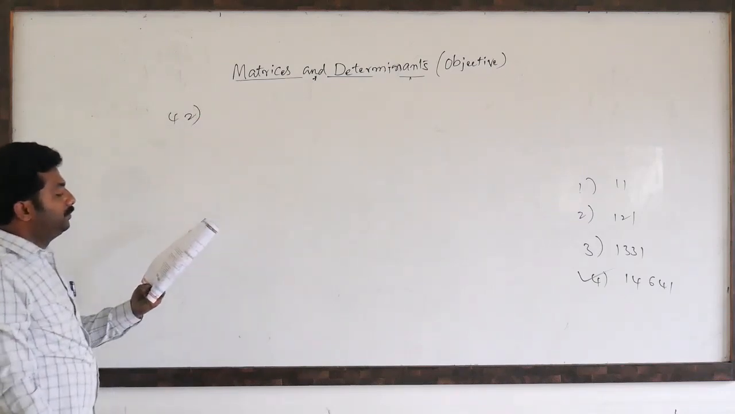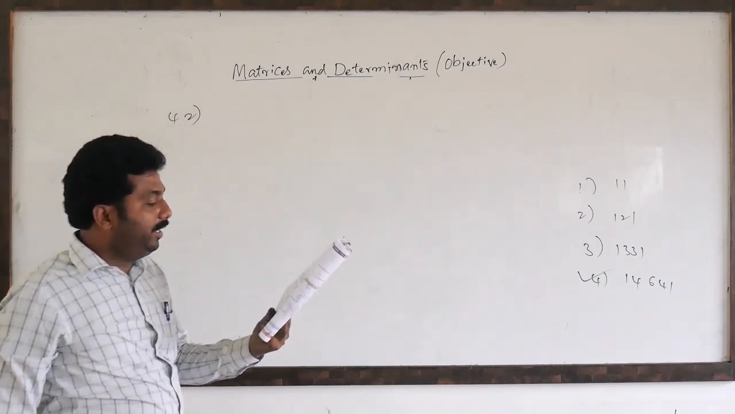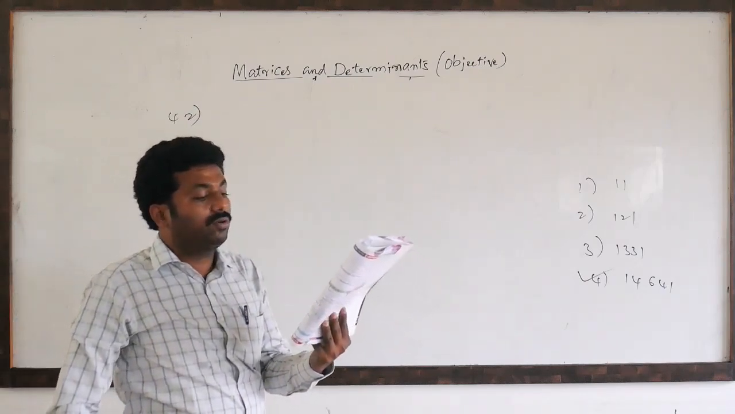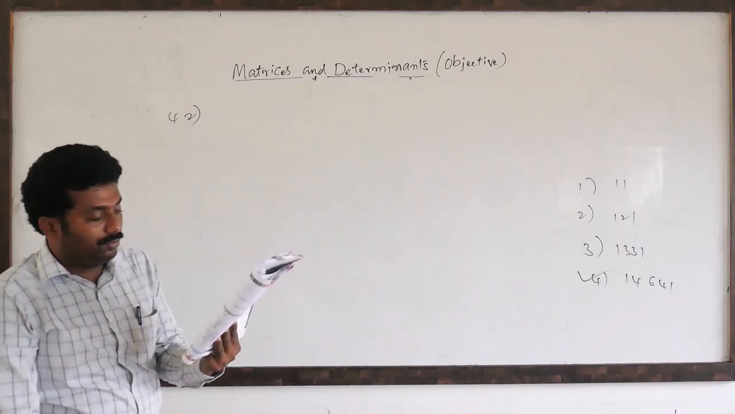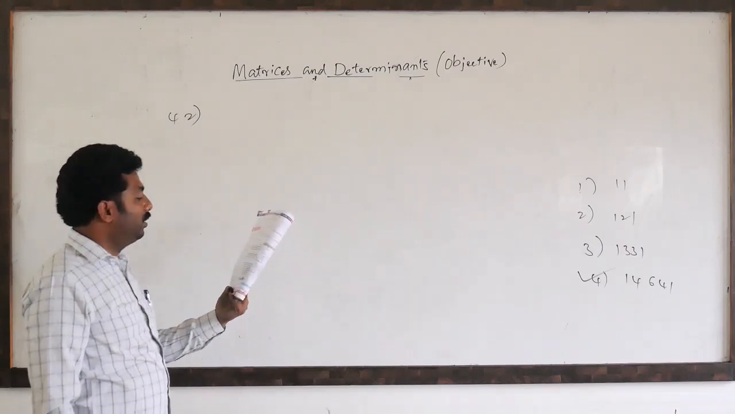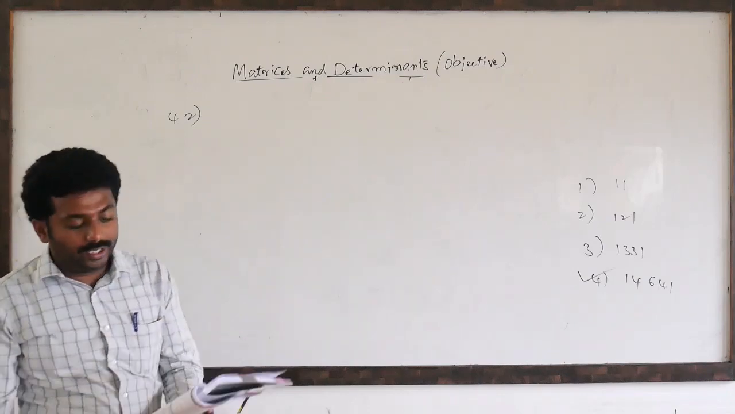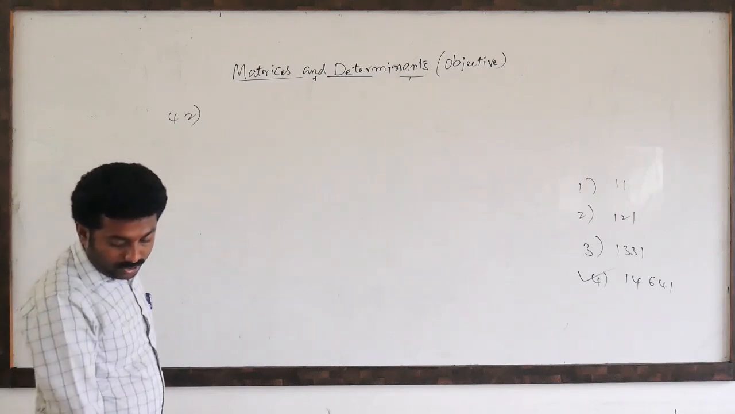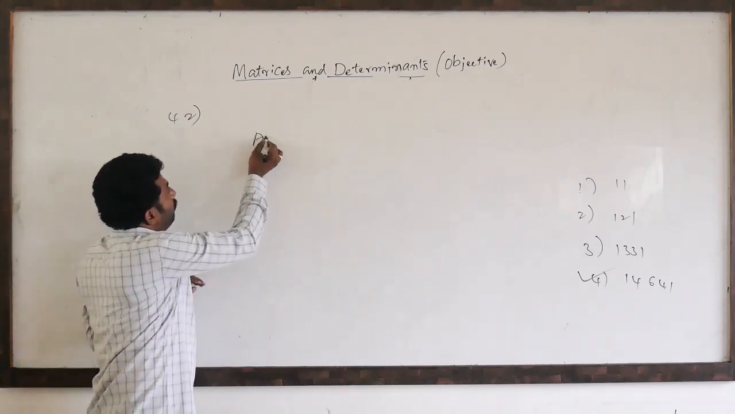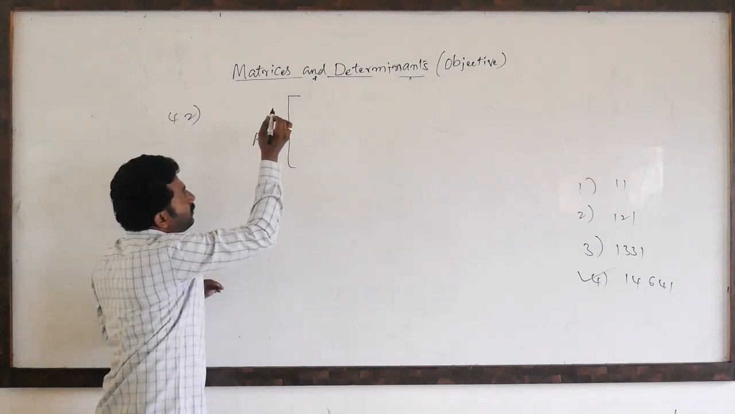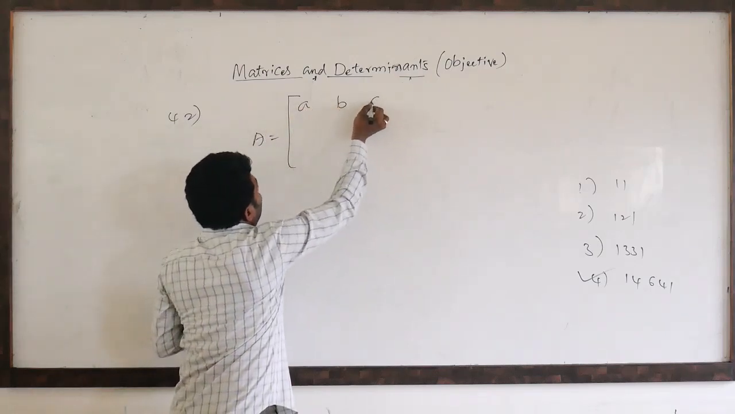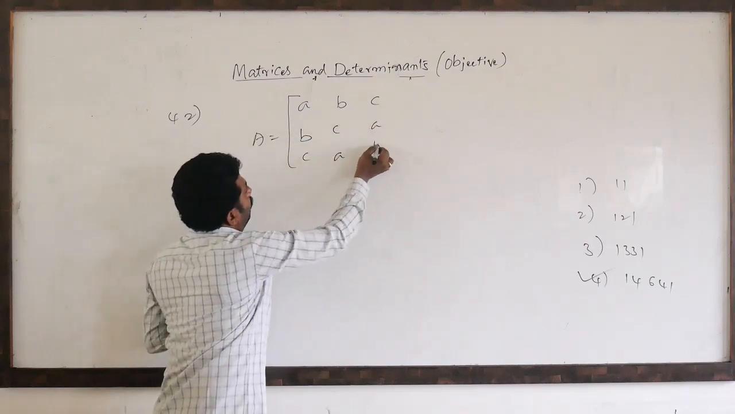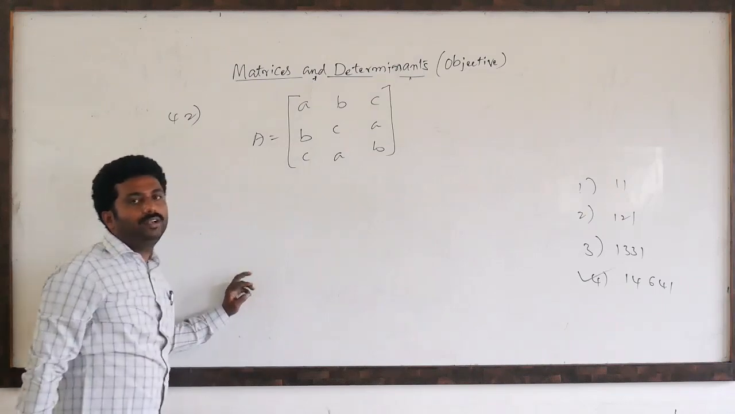See here. If a matrix A is a circulant matrix whose elements of the first row are a, b, c, all positive, such that abc equals 1 and A transpose A equals identity, then what is a cubed plus b cubed plus c cubed? They are asking this question. A circulant matrix means a, b, c, then c, a, b, then b, c, a. This is the circulant matrix.